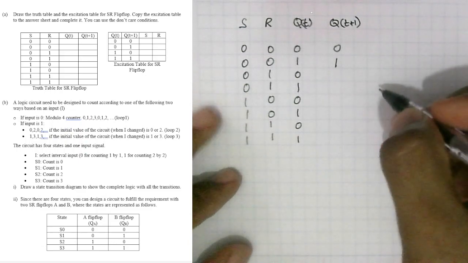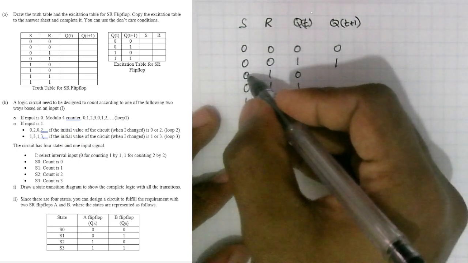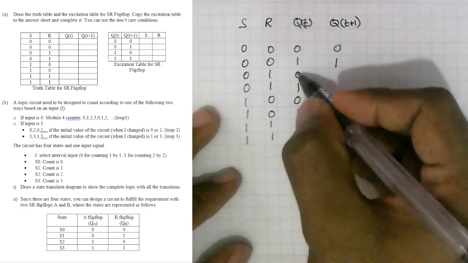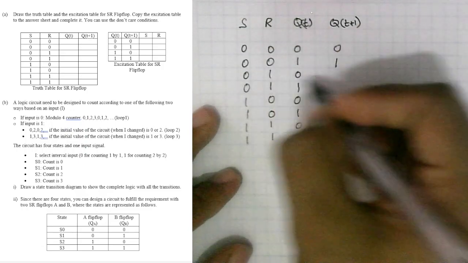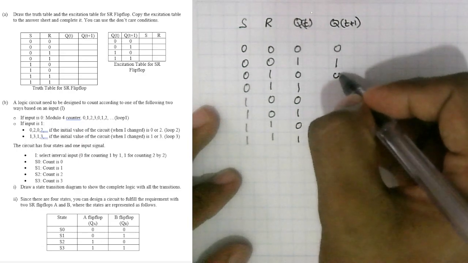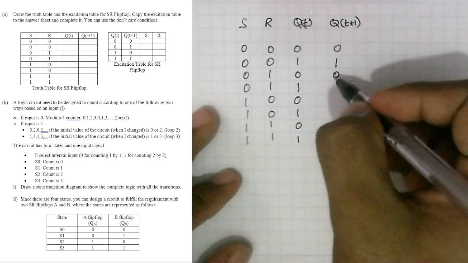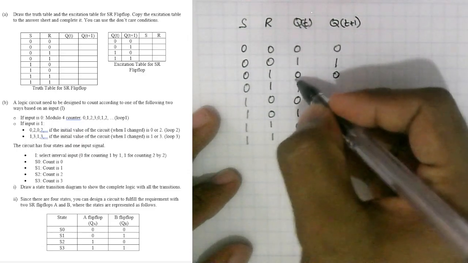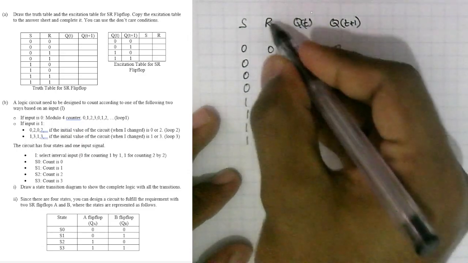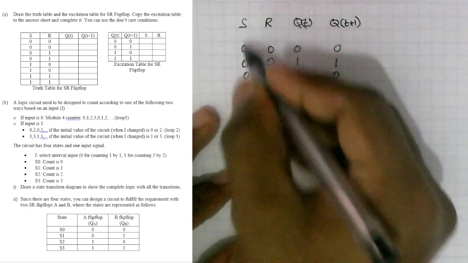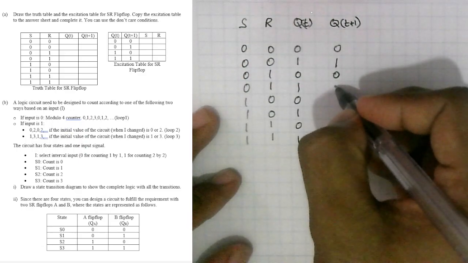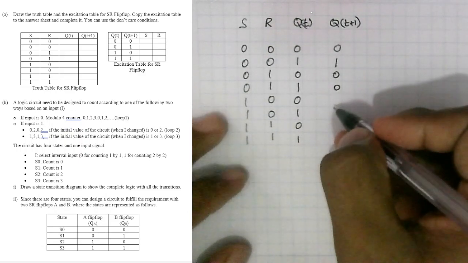Okay, so if S is 0 and R is 1, what is going to happen? Current is 0, so R is essentially reset, right? It's going to set the flip-flop's value to 0. Even though the current state is 1, if the R signal is set and the S signal is 0, then we are going to reset it. So this also will be 0.